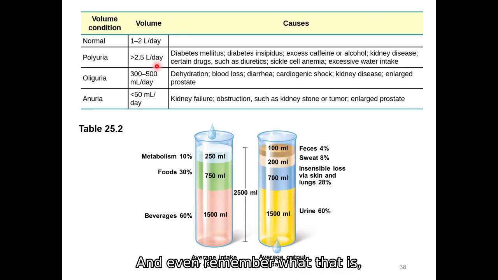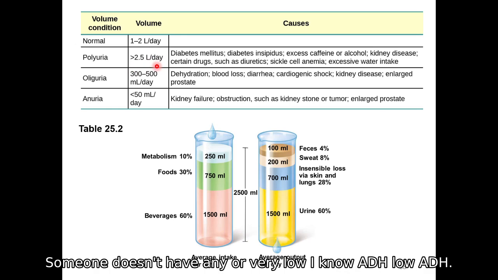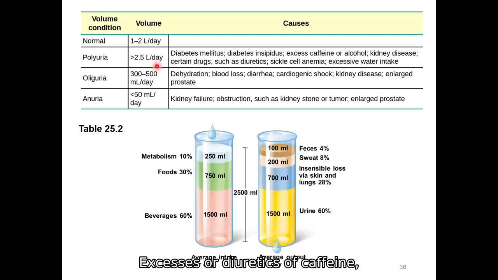Diabetes insipidus, anyone remember what that is? What hormone? It's an imbalance. Someone doesn't have any, or very low. I know, ADH, so low ADH. Excessive use of diuretics, so caffeine, alcohol, could be kidney disease.